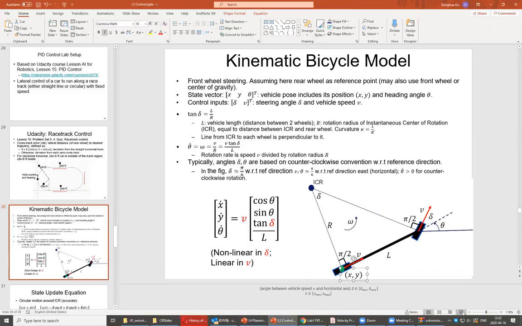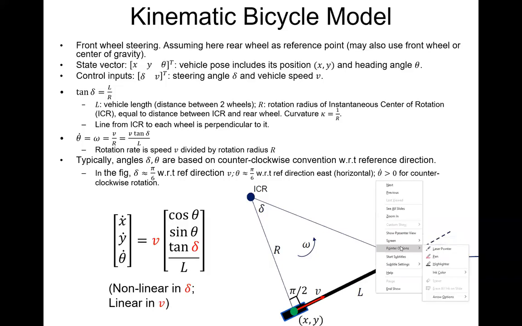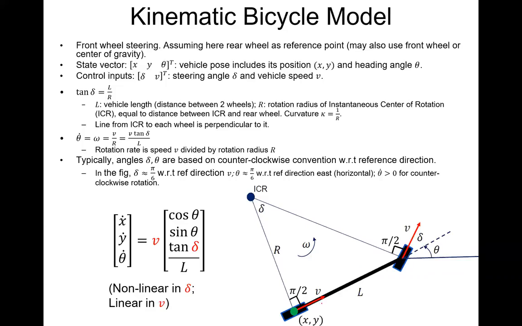Position of the rear wheel and heading angle theta. So control inputs are the delta, steering angle, and vehicle speed v. V is along the vehicle's body direction in this direction, and heading angle theta.